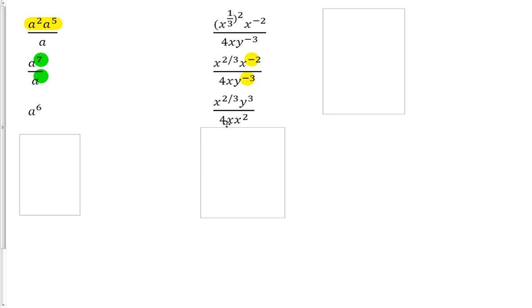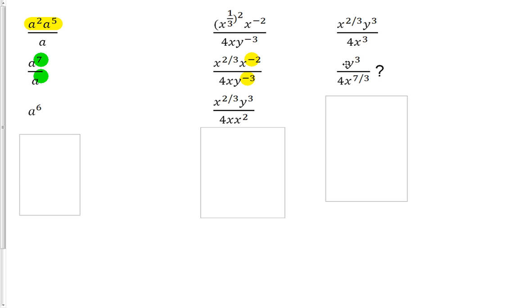In the next step, I want to combine like terms in my numerator and like terms in my denominator. So nothing to do in my numerator, but in my denominator I can take that x and x squared and make it x cubed. And then finally I see I have an x term on top and an x term on bottom, so I'd subtract my exponents and I would get something like y cubed over 4x to the 7/3.